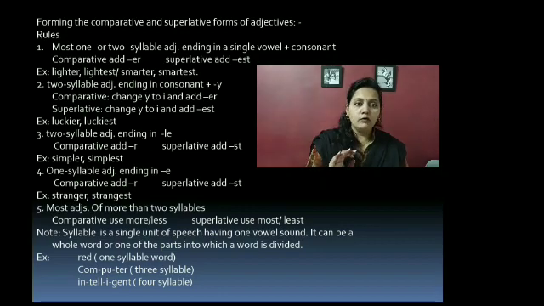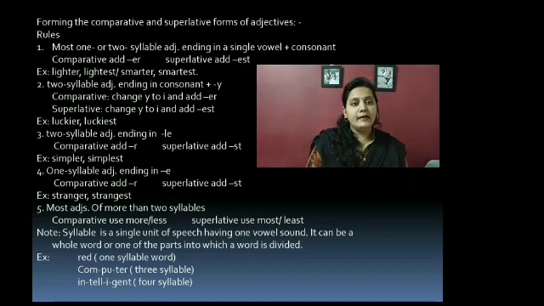It can be a whole word, may be possible. The syllable may be a whole word, single, or one of the parts into which a word is divided. Or it may be possible that the word is divided into different syllables, and it will be one of those divided parts.